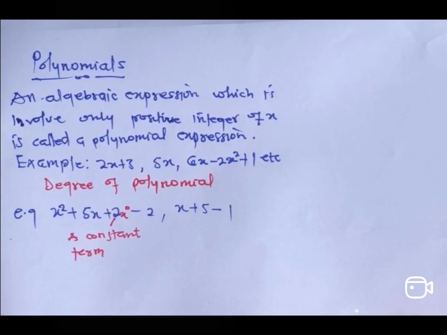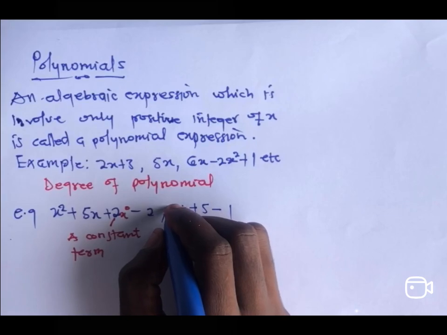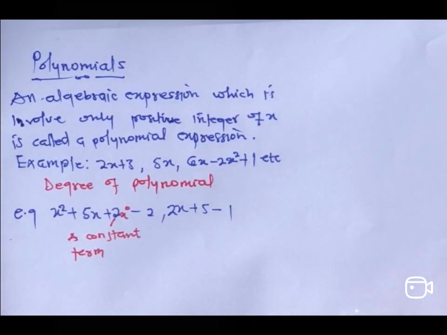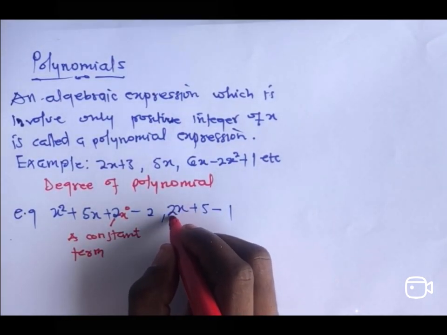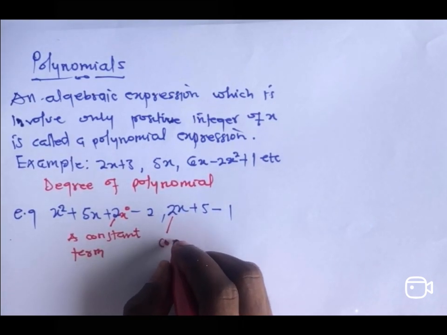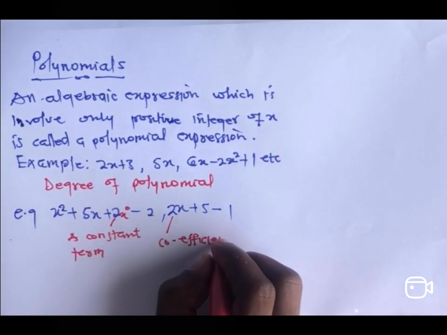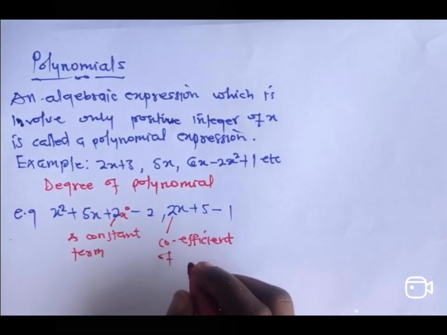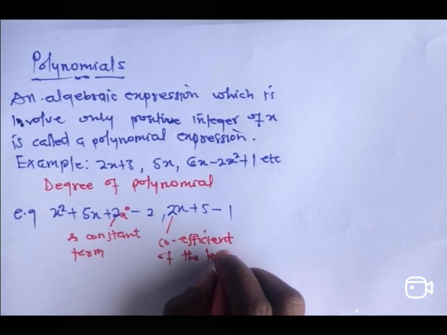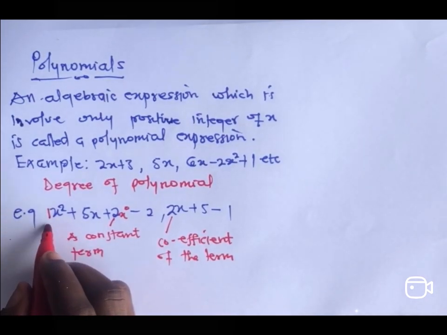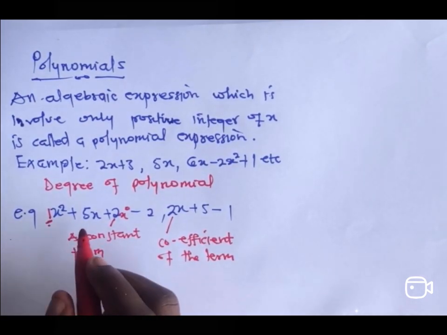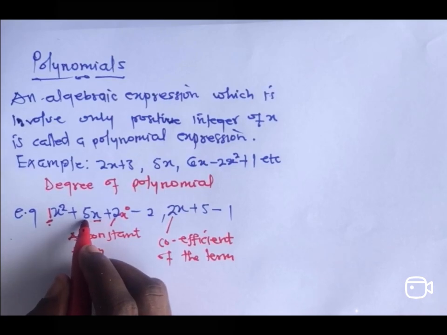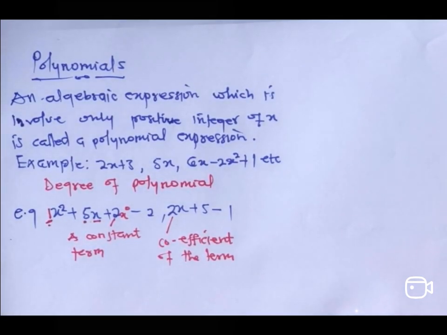The number preceding the variable in each term is called the coefficient of the term. Let's say if we have 2 here, this number here is called what? The coefficient of the term. So here we have 1 in front, so this 1 is the coefficient of the term. The coefficient of this x is 5. All right.